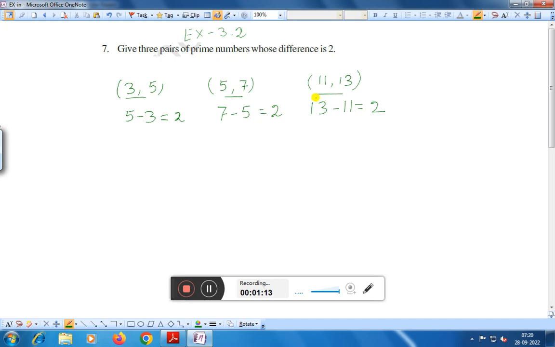Now, give three pairs of prime numbers whose difference is 2. We are taking two prime numbers 3 and 5. If we subtract 5 minus 3, the difference is 2. If we take another pair, that is 5 and 7, 7 minus 5, the difference is 2. If we take another pair, that is 11 and 13, 13 minus 11, that is also 2. Then we can say that 3, 5; 5, 7; and 11, 13 are known as twin prime numbers. This is the solution of question number 7.